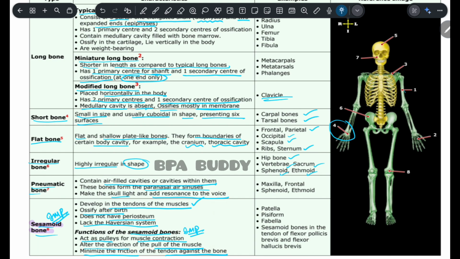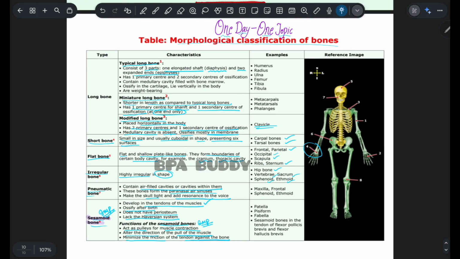Don't forget them. And here is the sum up of everything we learned today.